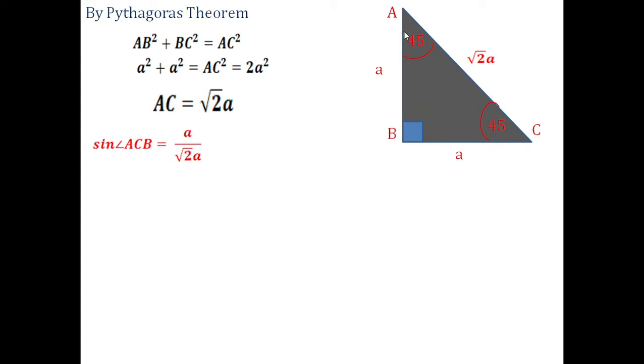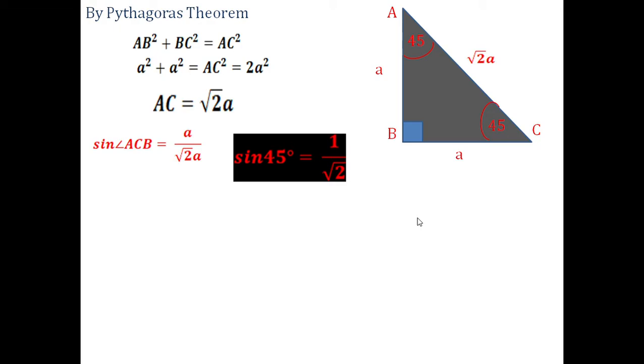So sine of ACB. Sine means opposite over hypotenuse. For angle C, opposite is AB, hypotenuse is AC. So AB is A here and hypotenuse is root 2A. So ultimately sine 45 degree is 1 by root 2.